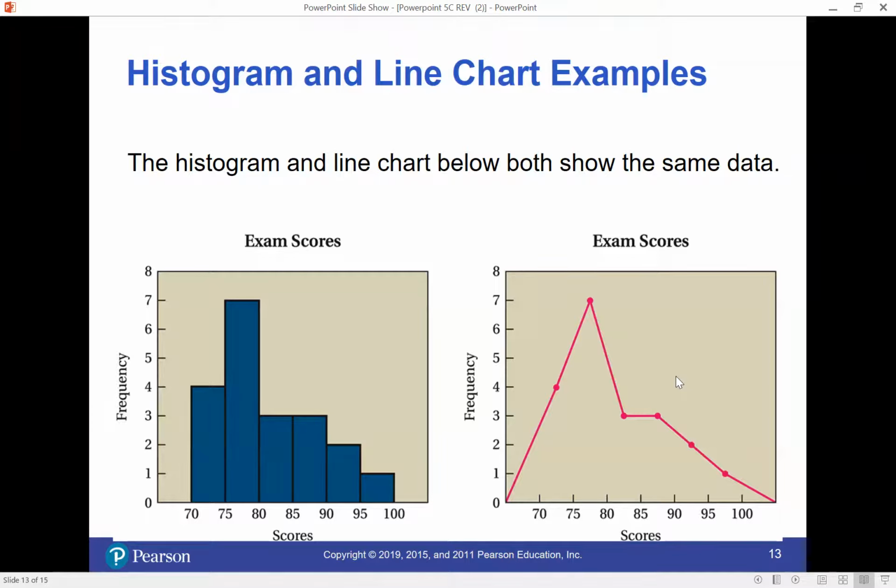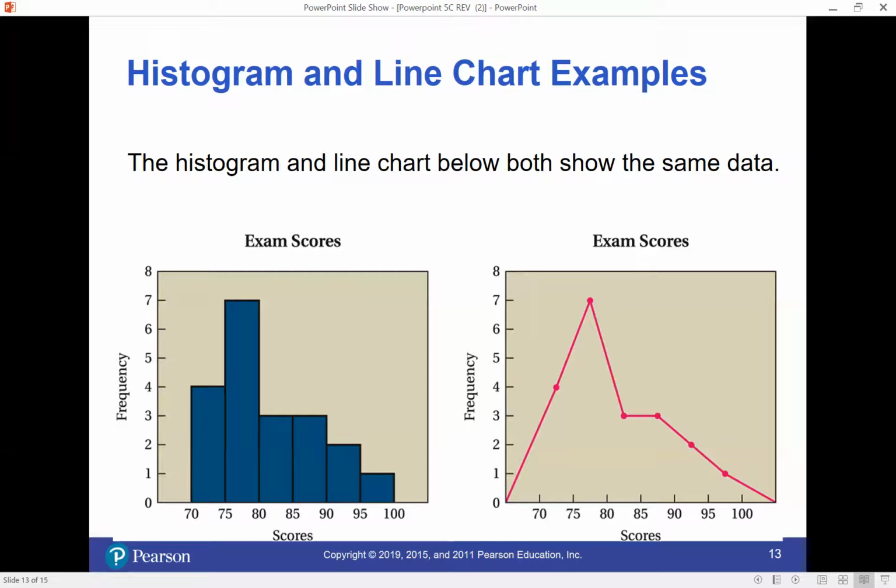Over here on my line chart, you see how this first dot is in between the 70 and 75 down here? That's what they're talking about with the horizontal placement. It's in between the 2 numbers that detail what that bin is. Between 70 and 75, my dot is at the level of a 4, so I had 4 scores between 70 and 75. It's basically doing the same thing the bar chart did, except it's using the dots and the lines. So 75 to 80, I had 7 scores. Looks like I had 3 scores between 80 and 85, and also 3 scores between 85 and 90.